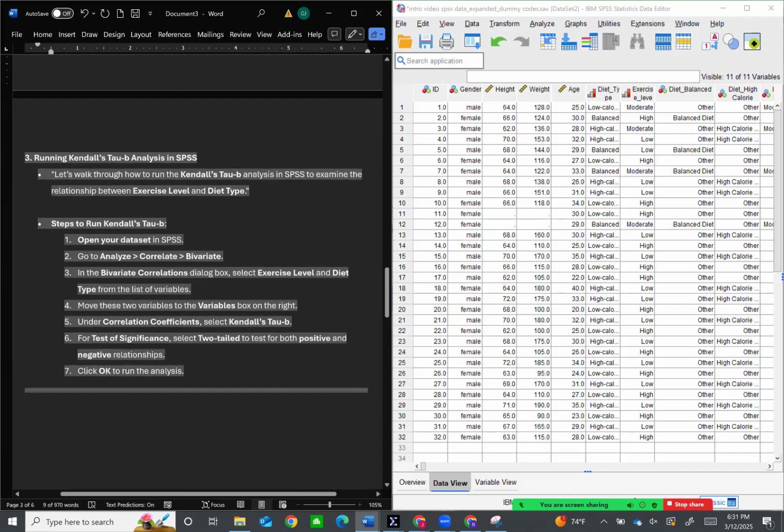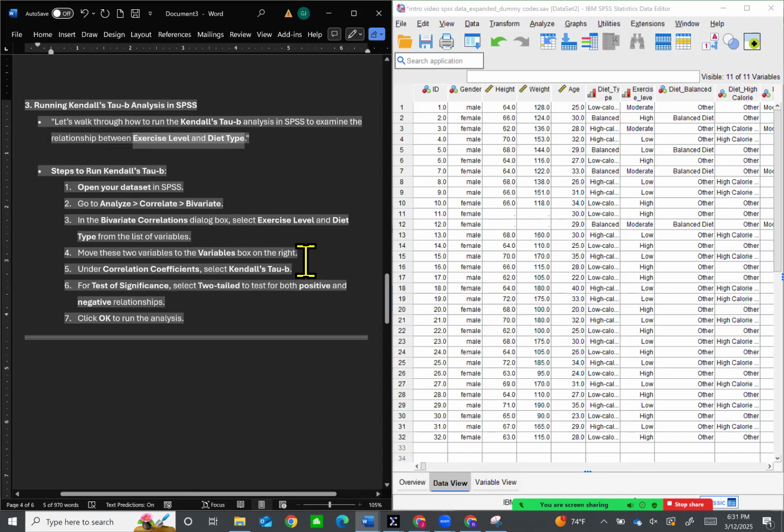So let's run the analysis, and I'll walk you through it step by step. We're going to use exercise level and diet type, just like we did before for Spearman's rho. And I believe we got negative 0.9 something for Spearman's rho. So let's see if this correlational test, Kendall's tau, gives us a similar correlation, strength and direction wise, now accounting for these ties that we have in the data.